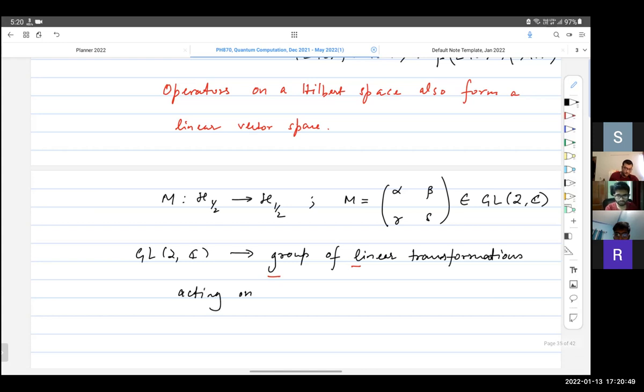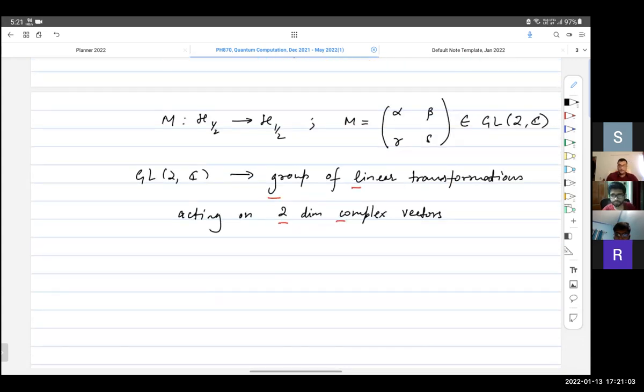Acting on two-dimensional complex vectors. Okay. Now, so this corresponds to the GL2, and then let's see.